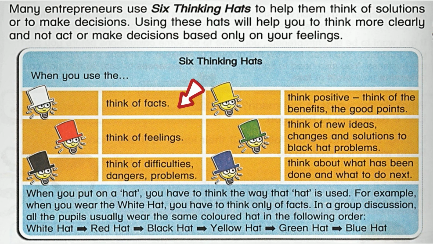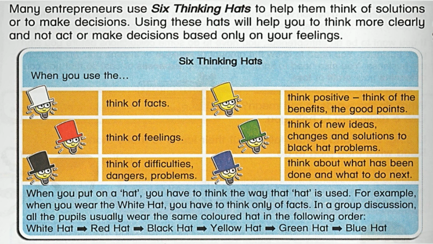When you use the white hat, you think of facts. When you use the red hat, you think of feelings. We use black hats to think of difficulties, dangers, or problems. When we put on the yellow hat, we have to think positive. We can think of the benefits or the good points. When we use the green hat, we think of new ideas, changes, and solutions to black hat's problems. And lastly, when we use the blue hat, we think about what has been done and what to do next.